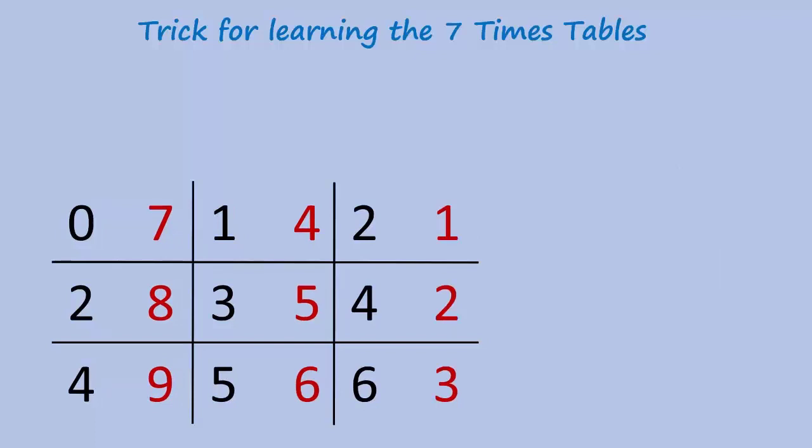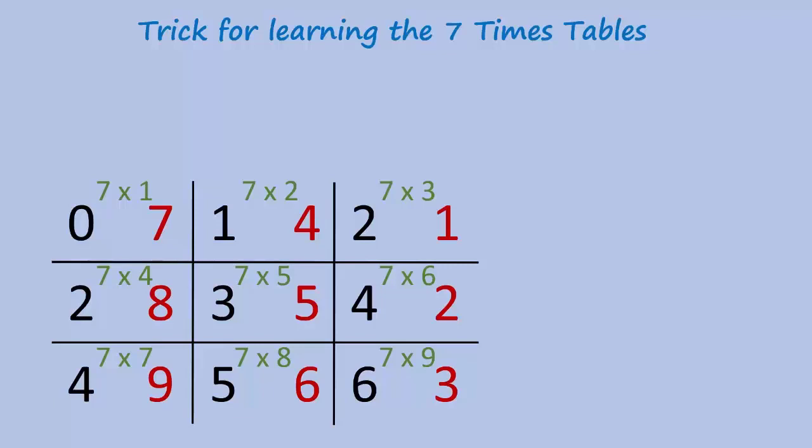These are the first 9 numbers in the 7 times tables. 7 times 1 is 7, 7 times 2 is 14, 7 times 3 is 21, 7 times 4 is 28, 7 times 5 is 35, 7 times 6 is 42, 7 times 7 is 49, 7 times 8 is 56, and 7 times 9 is 63. Of course, this goes up to 7 times 9. We still have 3 more that your child has to learn.